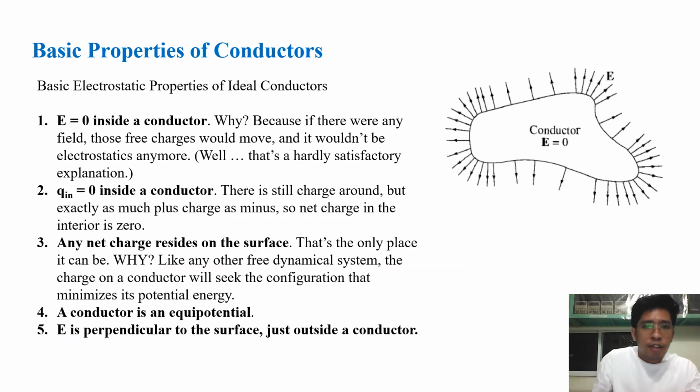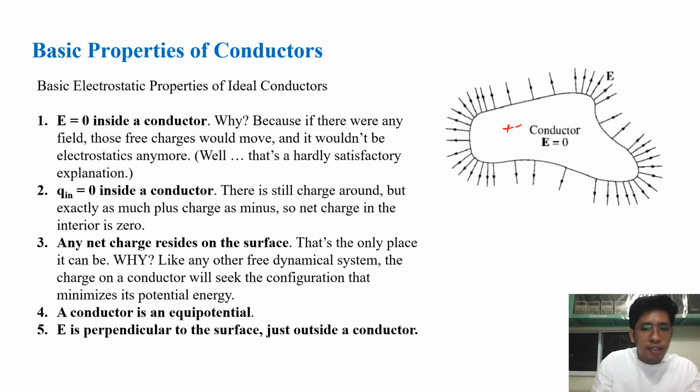Some basic electrostatic properties of ideal conductors: E is again 0 inside the conductor. Why? Because if there were any field, those free charges would move and it would not be electrostatics anymore. By the way, what we are discussing now is electrostatics, meaning charges that are at rest. Then Q inside is 0 inside the conductor. There is still charge there, but exactly as much plus charge as minus, so the net charge in the interior is 0. Of course you have charges inside the conductor, but they are balanced by plus and minus, so basically the net is 0.